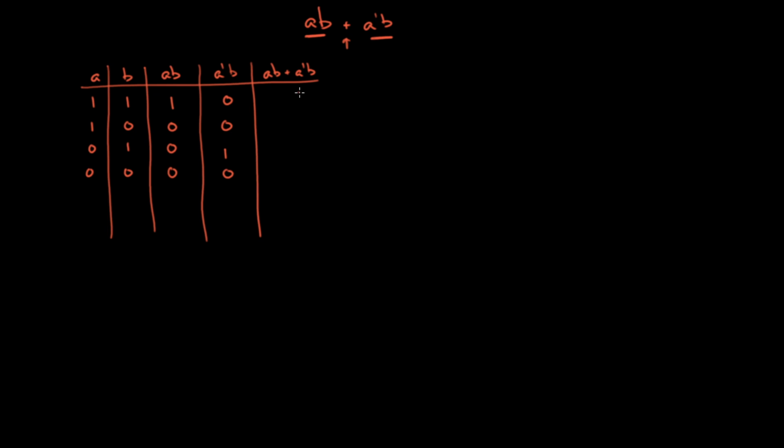And now I'm going to OR these things together. I could have done this all at once, but I think it's easier to do them individually and then combine them. So I need either one of these to be true. In this case, true or false is true. False or false is false. False or true is true. And false or false is false.